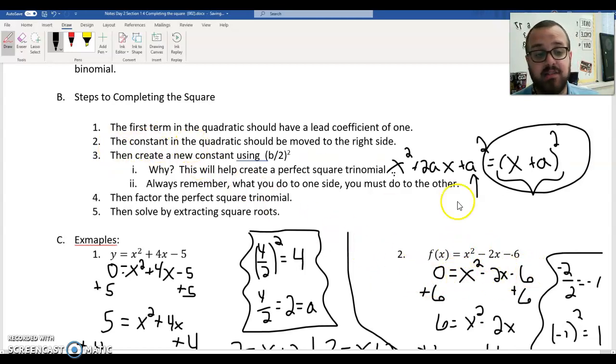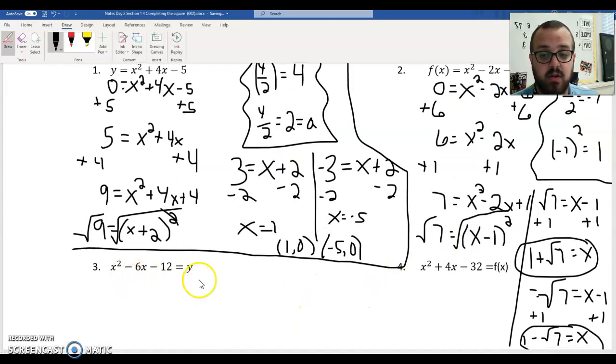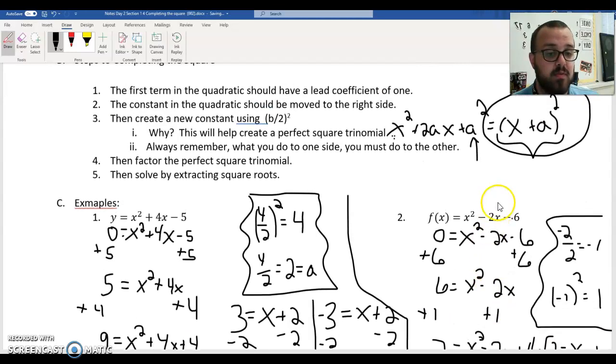Then your constant term, you're going to move over to the other side of the equation, whether that's moving it to the right, as in this case, or if it's moving to the left, just get it away from your x squared. You're then going to take that b value, divide it by 2, and square it, and that's going to give you the number you want to add to both sides of your equation.